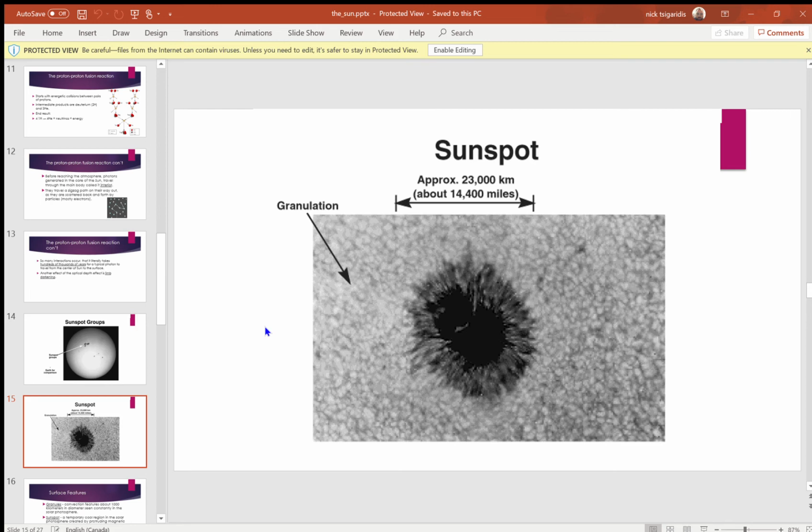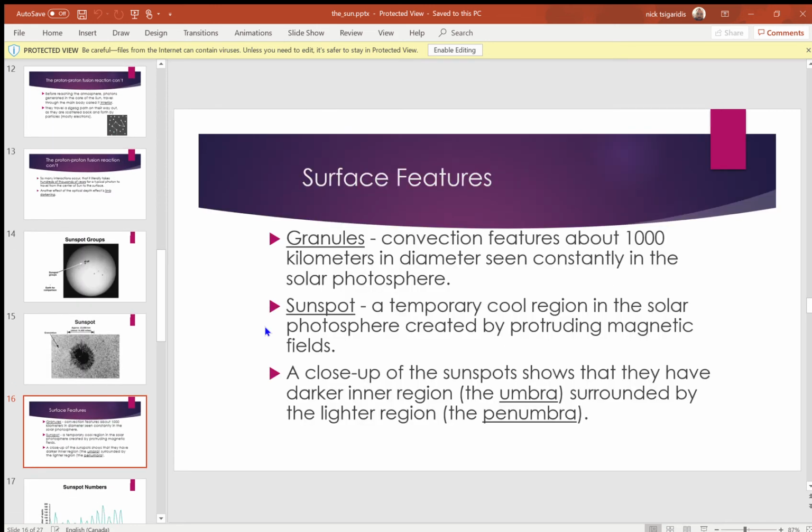Now, in terms of what causes these, we're going to get through that right now. So granules are convection features that are thousands of kilometers in diameter, and they are seen constantly on the surface of the sun. Sunspots are, as I mentioned already, temporarily cool regions of the sun, and they're produced on the photosphere, caused by protruding magnetic fields. There's a diagram that I'll show you a little bit after that that'll help out with that. And then a close-up of these sunspots shows that they have a darker inner region, which is what we call the umbra, and surrounding that region, a lighter region called the penumbra.